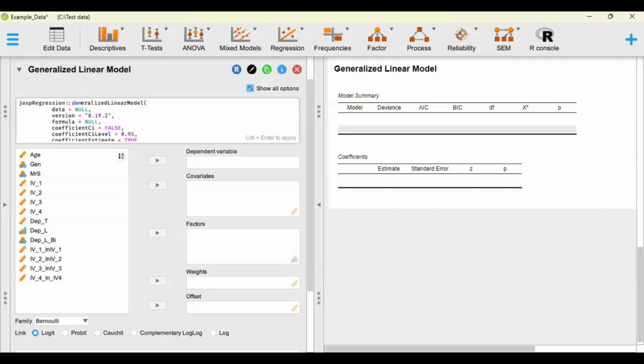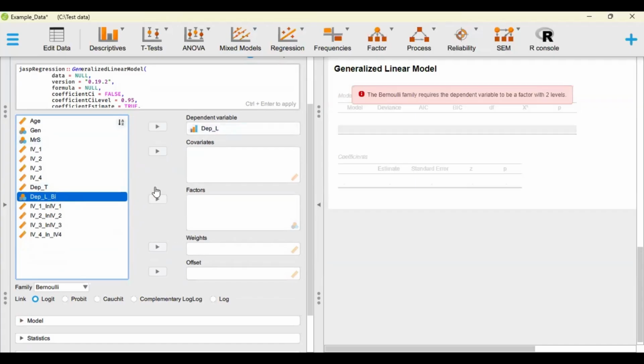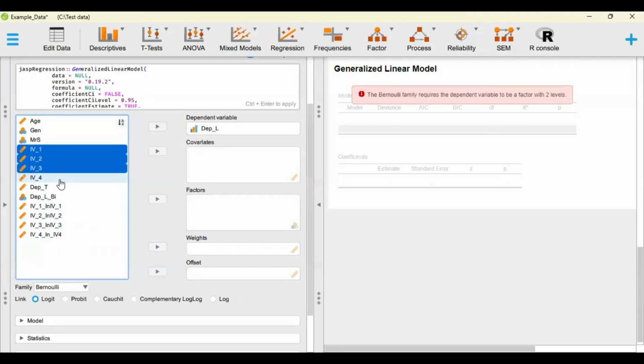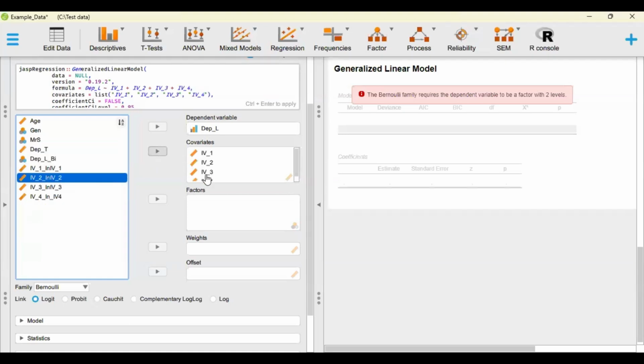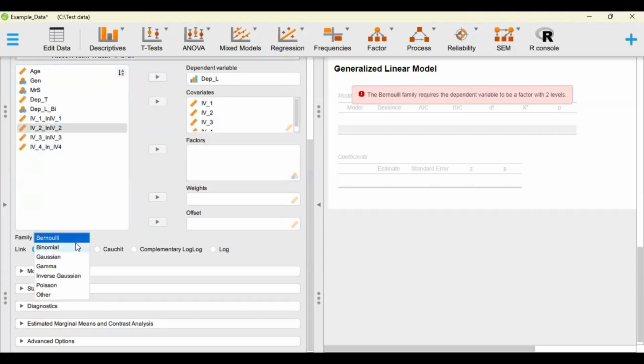So you go here, and you cannot put the binary version of your dependent variable. You should send the multinomial or ordinal version of your dependent variable here, for example, depression with 4 levels. Don't worry about this error. It will be fixed soon. Also, I need to send my continuous independent variables to covariates. And to remove this, I need to specify my model.